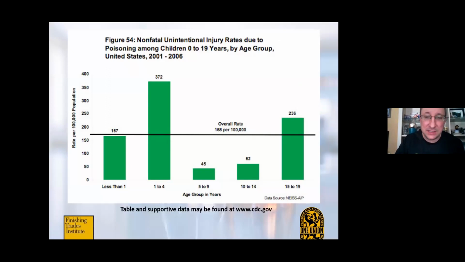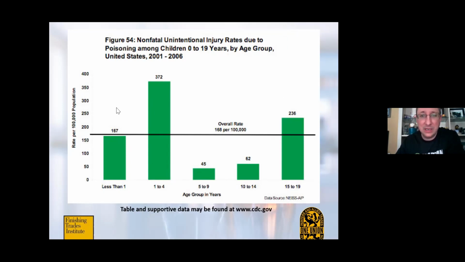So this is a bar graph of non-fatal unintentional injury rates due to poisoning among children 0 to 19 years of age by age group between the years of 2001 and 2006. So look what happens here. This is rate per 100,000 kids, right? That's the population we're looking at. So we see if they're less than 1 year old, the number was 167. Look what happens for 1 to 4 year olds. That number jumped way up for the amount of poisonings. And again, these are unintentional. 5 to 9, it drops way down. 10 to 14, it's still very low. And then at 15 to 19, the poisonings go back up.